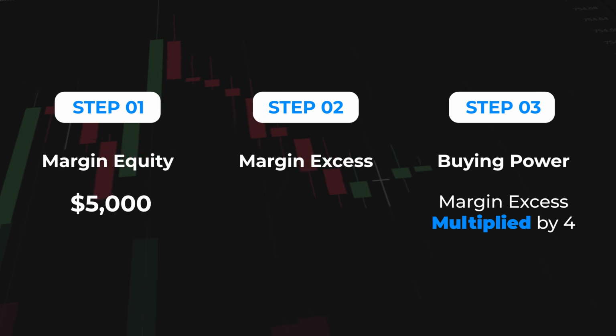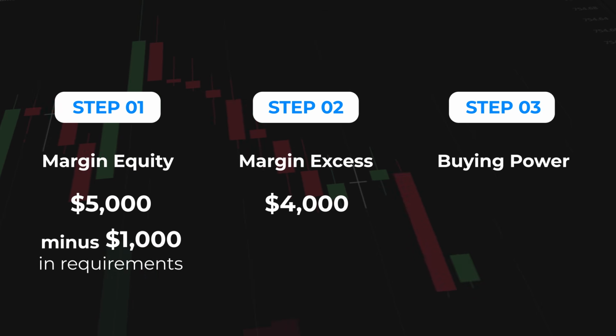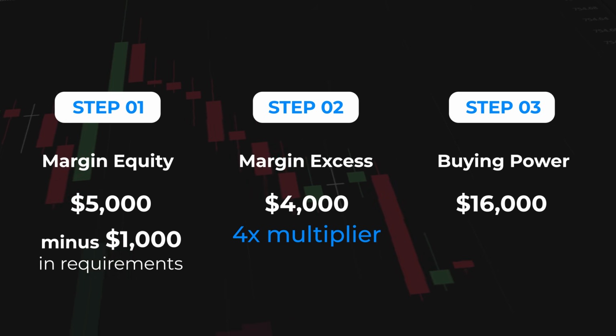Here's a quick example. Say you have $5,000 in equity and $1,000 in margin requirements. That leaves $4,000 in excess. And at 4 times leverage, you're working with up to $16,000 intraday.